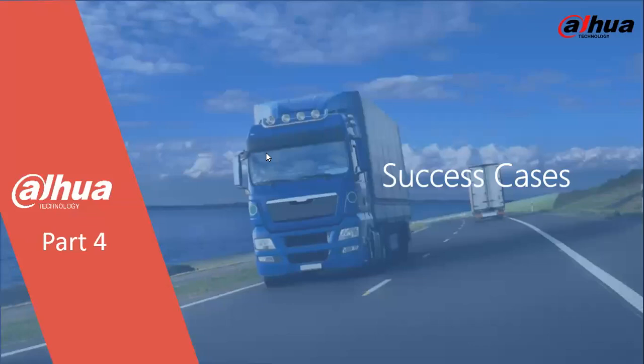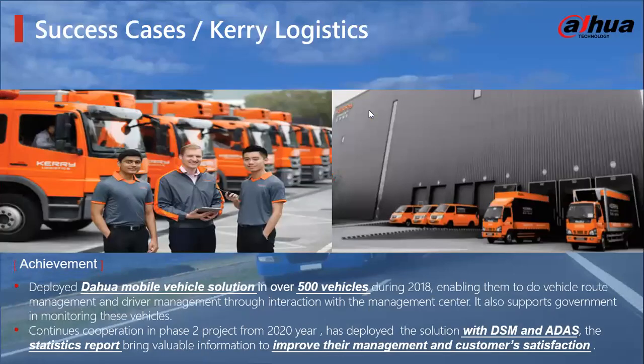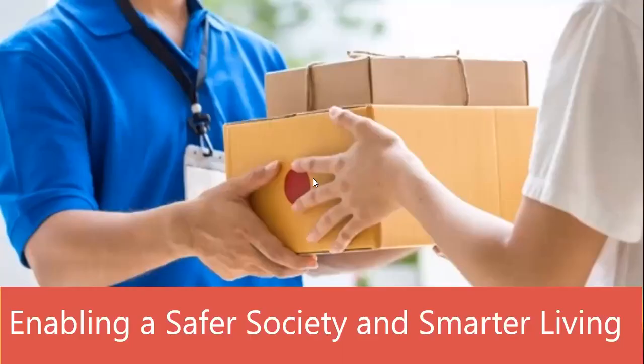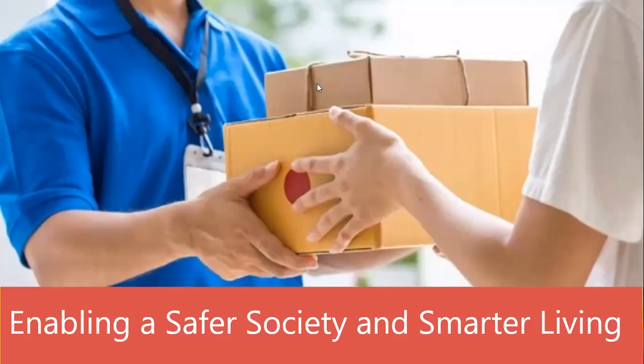So some of the success cases we talk about for such implementation include, in China, 5,300 vehicles in China Post. So they did monitoring and alarm recording, query, emergency alarm, etc. And we have Carry Logistics. You can search Carry Logistics online. I think most of these companies are based in China. So those are some of the big projects. Later we'll talk about other success cases.